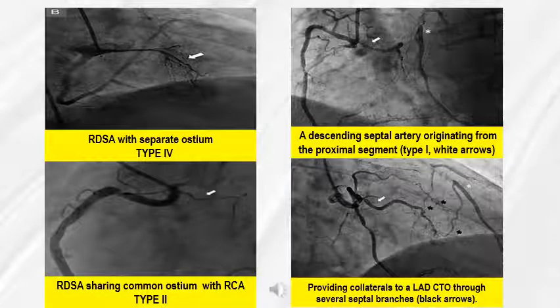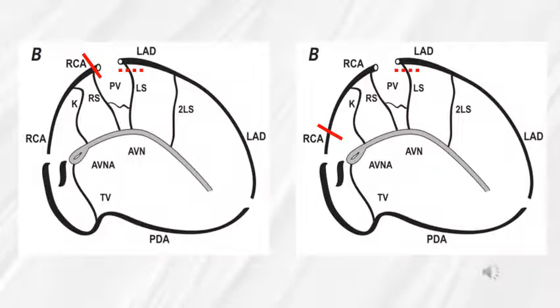The other main role of the descending septal artery is supply of collaterals to the left septal artery when there is proximal LAD occlusion, either this septal artery arising from a separate ostium or a common ostium with the RCA. In our case, we had a heart block from the start because of presence of total occlusion of the three arterial supply and compromisation of the fourth.